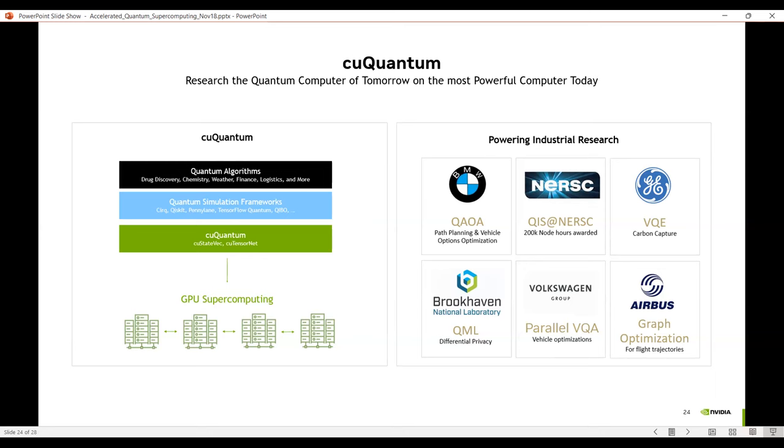Recently NERSC announced their 200,000 node hours, which have CUDA-Quantum there, right? Brookhaven Laboratory is working in QML, particularly in the differential privacy domain, and they are leveraging CUDA-Quantum to get better solutions in time and for larger qubits. Similarly, Volkswagen is working on vehicle optimization, and Airbus on an optimum flight trajectory. Both are related to carbon emission as well, right? So there are various use cases. I'm talking about a limited set, but you will see more videos and other material available, and one can look into that, right?